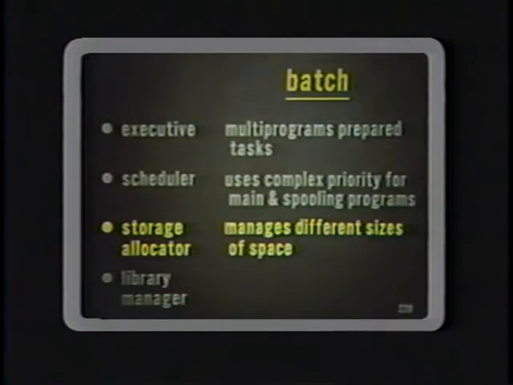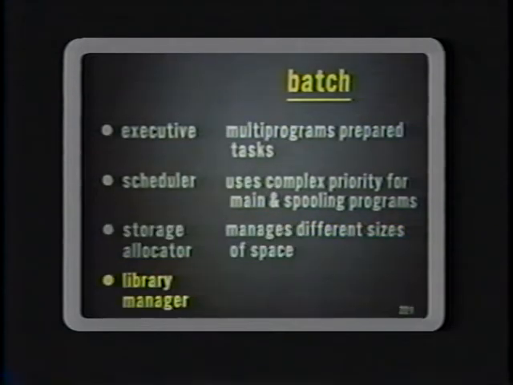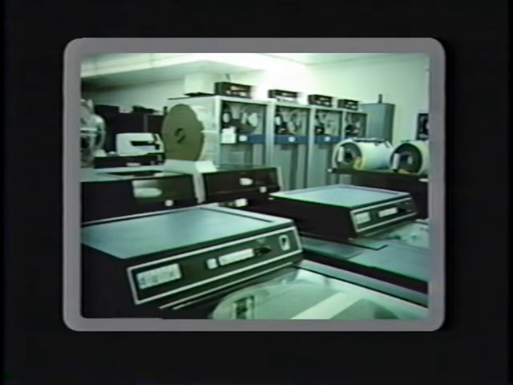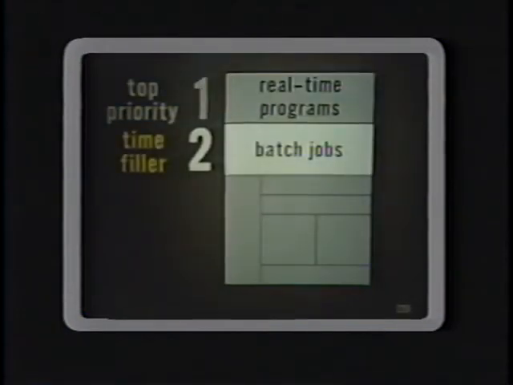The storage allocator must manage main memory and auxiliary storage space for many different sizes of programs and data files. The number of these programs and data files also affects the library manager that must access all of them. The program and data files handled by batch operating systems are frequently so numerous that many auxiliary storage operating schedules batch jobs for execution during the time the processor would otherwise be idle.